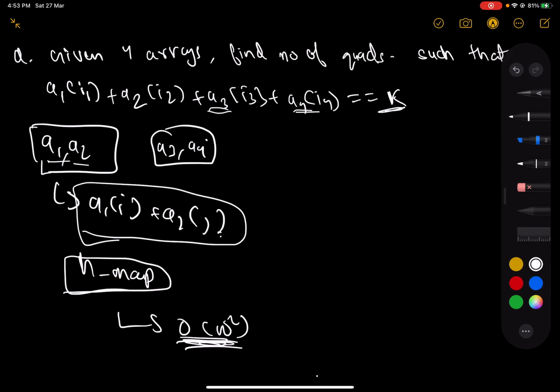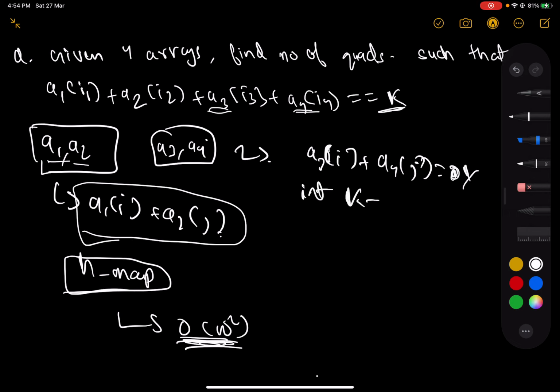Now you need to iterate over arrays a3 and a4. You have to consider all the pairs i, j from a3 and a4 in the same way you considered the pairs from a1 and a2. Let's say for a pair, a3i plus a4j has some value, let's say y. Then you need to search for k minus y in the hash map.